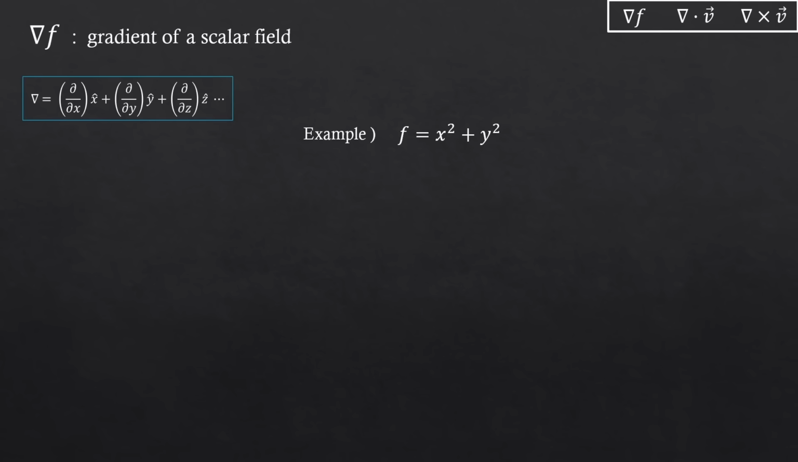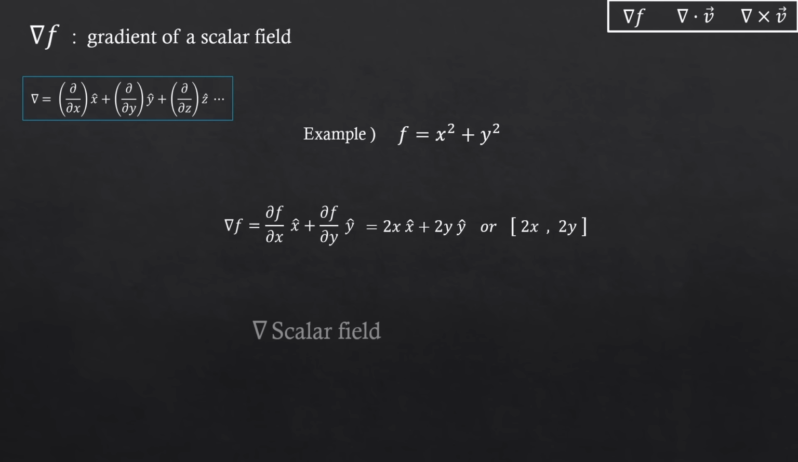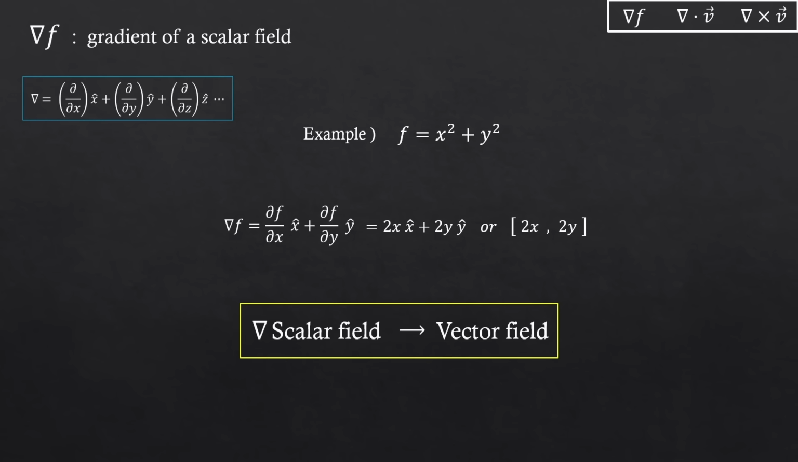I brought a function here just as an example. Let's take the gradient. The scalar field becomes a vector field. Now we have directions. Obviously, since the del operator performs a partial derivative in each direction. Let's remember this. The gradient of a scalar field gives a vector field. Okay, so 2x in the x direction and 2y in the y direction. And what is this telling us?